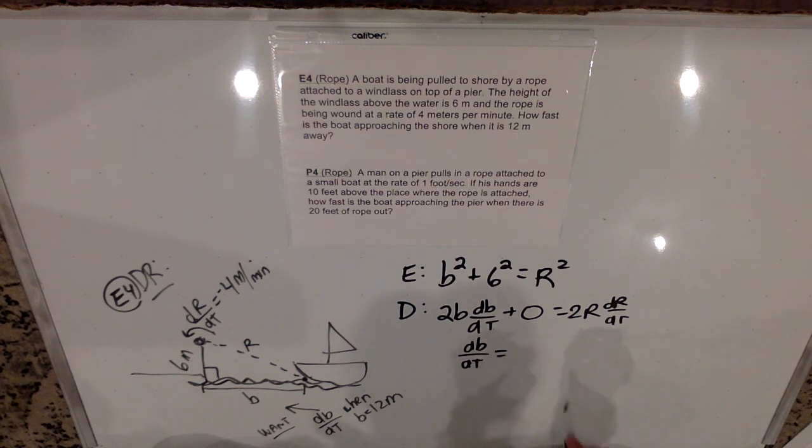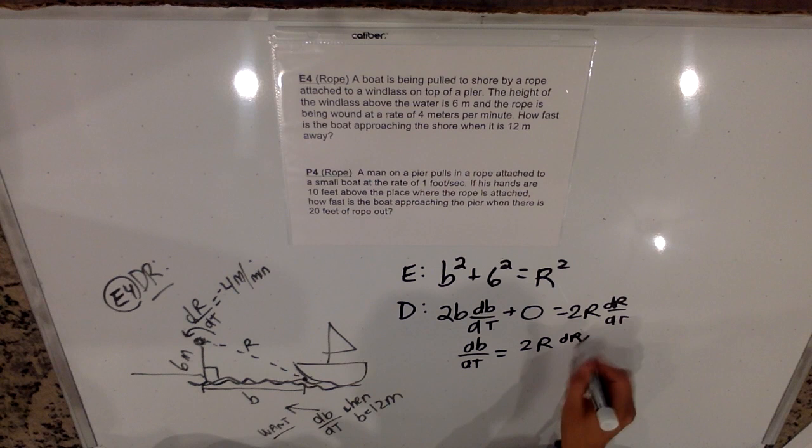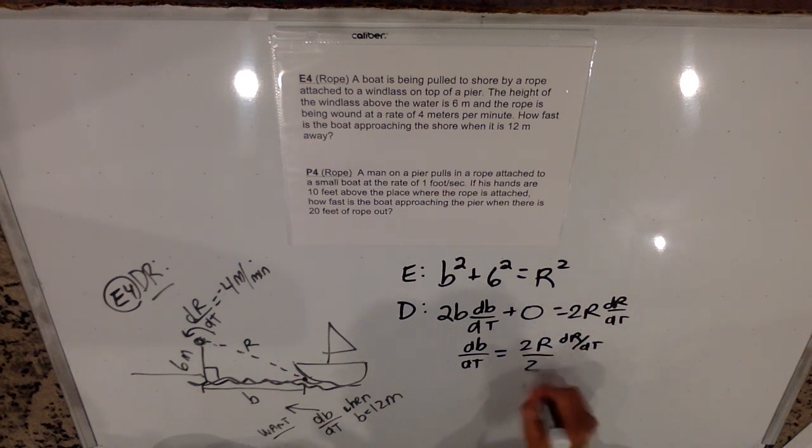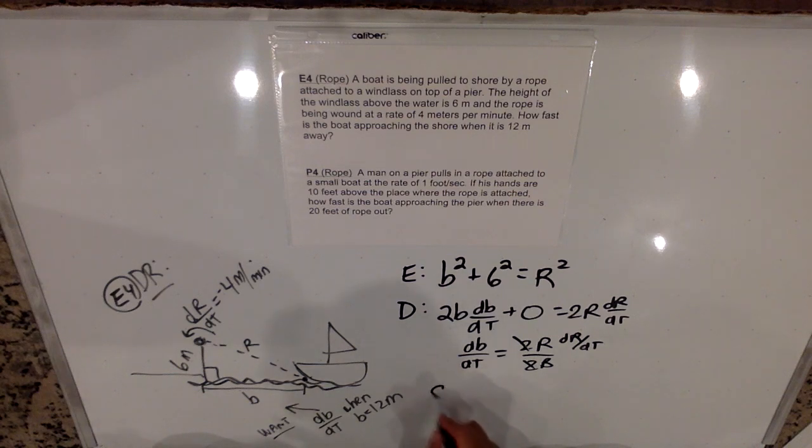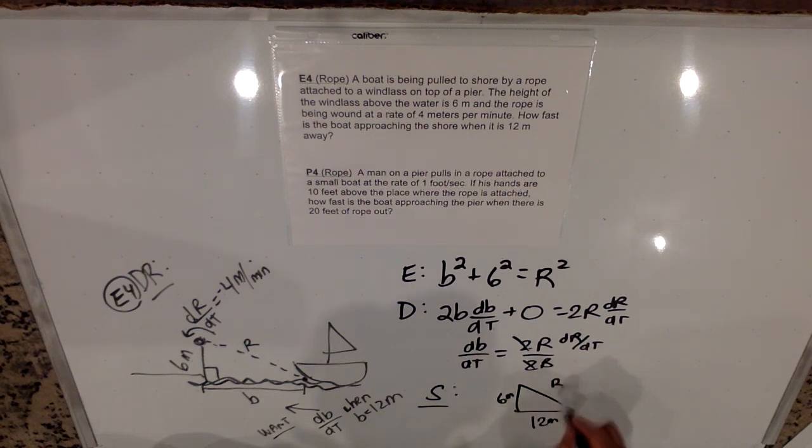So dB/dt equals 2r dr/dt over that 2b, so I'd probably cancel the 2's. Okay. When I go to plug in and substitute my specific values, now we're talking at a specific moment, when this is 6, because it's a constant, and this is 12, and we don't know r. Right? So we are going to need r. If you look at this, there's an r in the formula.